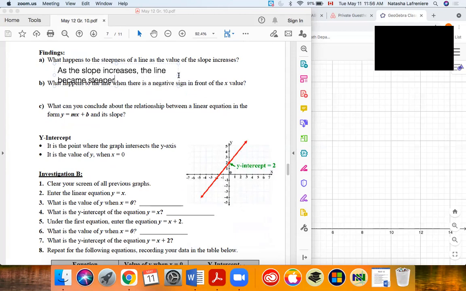Steeper. Okay, so as the slope increases, the line became steeper. And then we already know this. So what happens to the line when there's a negative in front of the x value? So that means that it goes down. So from left to right on the graph, the line goes down.